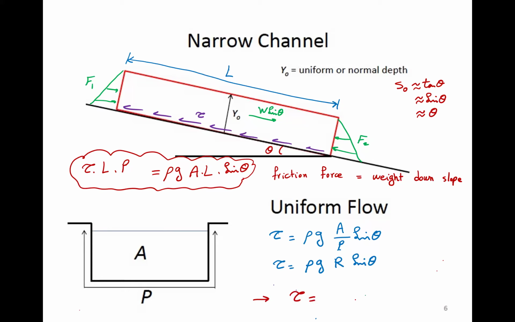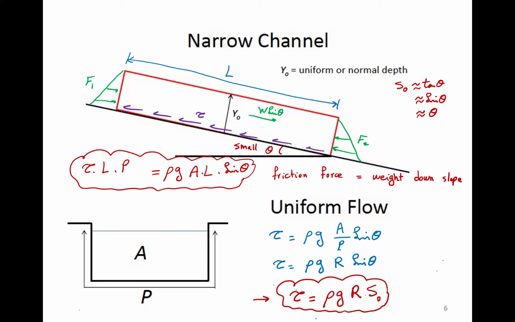Tau, shear stress, is equal to rho g R sine theta. For a small theta, if the angle of slope is small, sine theta is the same as S naught. So let's replace it with S naught. And this will be what we call the resistance equation.